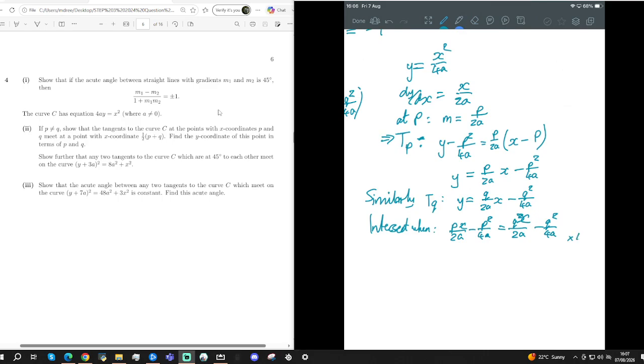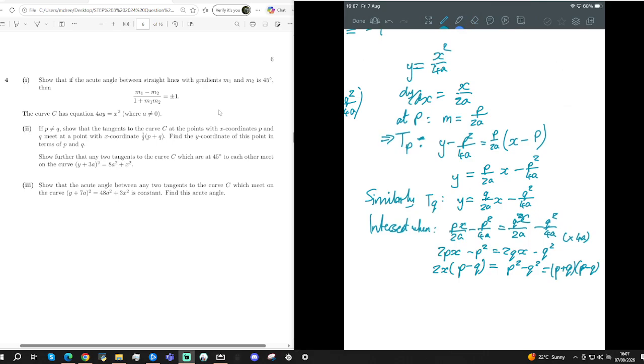I think I actually want to first multiply by 4a. That's going to be 2Px minus P squared equals 2Qx minus Q squared. Let's rearrange this a little bit. This is going to be 2x lots of P minus Q equals P squared minus Q squared. As soon as you see the difference of squares, instinctively you should be looking to factorize, or at least have the option of factorizing.